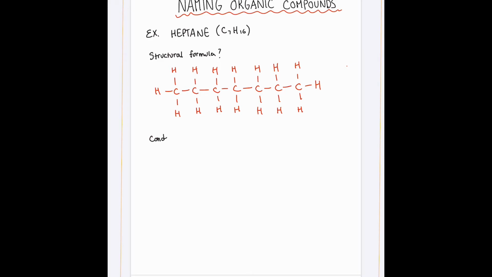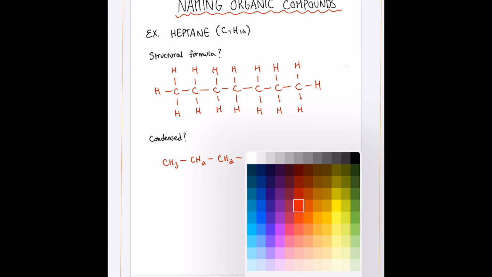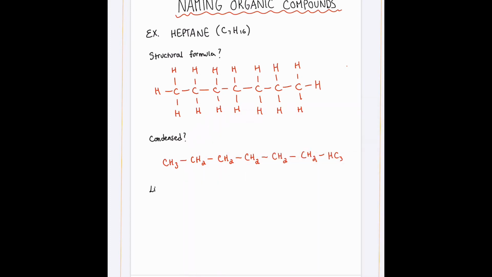Moving on to the condensed structural formula, we would essentially just draw this again, except not draw out the hydrogens. We just say CH3 connected to a CH2 connected to a CH2, etc. until we have 7 carbons. And if we go over this again and count the carbons and hydrogens, we have 7 carbons and 16 hydrogens. So we're right again, woo!